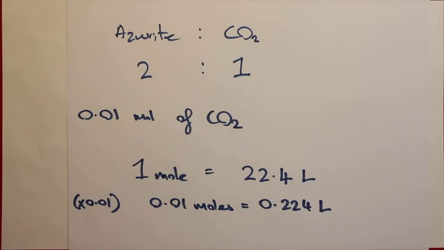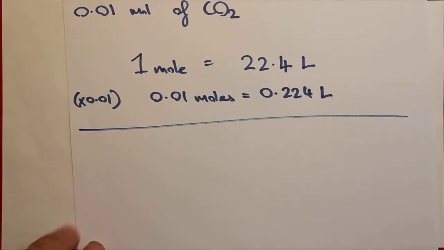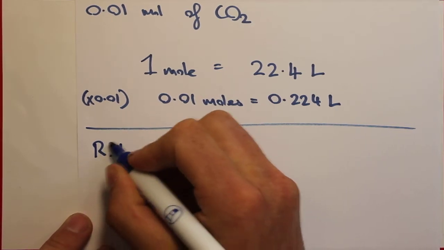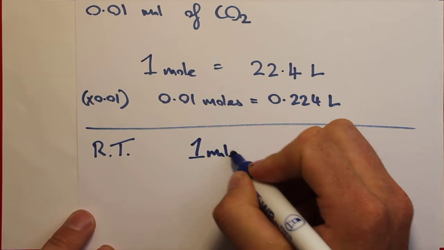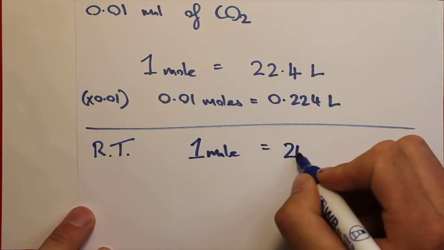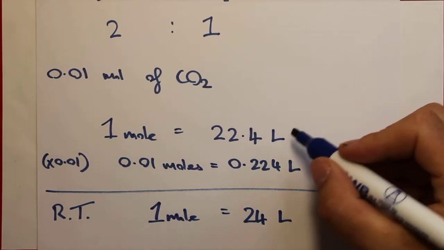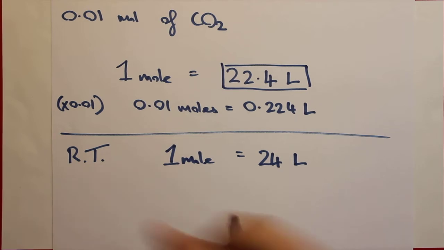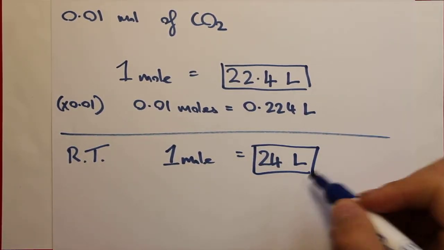Now, a really important note is not to get confused here with our molar volume at room temperature. Do not use this. So this is room temperature. At room temperature, 1 mole of any gas is equal to 24 litres. So be really careful what the question is asking you. If it's at standard temperature and pressure, use 22.4 litres. If it's at room temperature, use 24 litres. So don't get confused between those two.